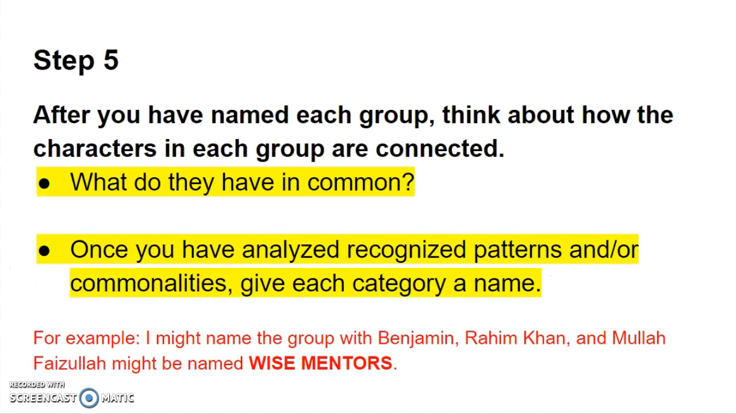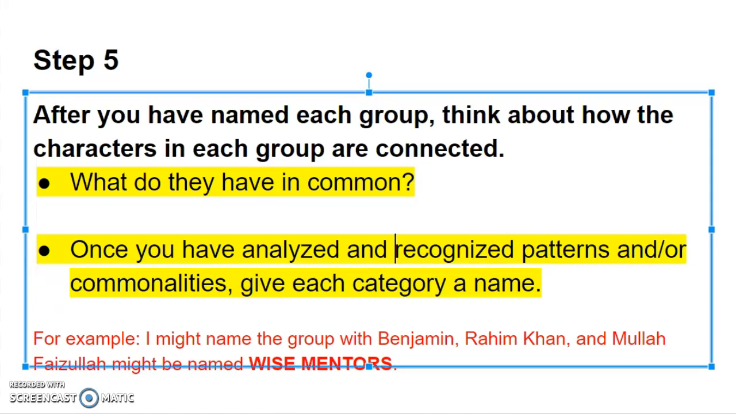All right, so step 5 is this. After you've named each group, think about how the characters in each group are connected. Once you've analyzed and recognized patterns and or commonalities, you're going to give each category a name. Okay, and so you have your piles, right, of your different groups of characters. Now you're going to take another slip of paper and you're going to write a name. You're going to call that category something, and then you're going to put that slip of paper right on top of that category.